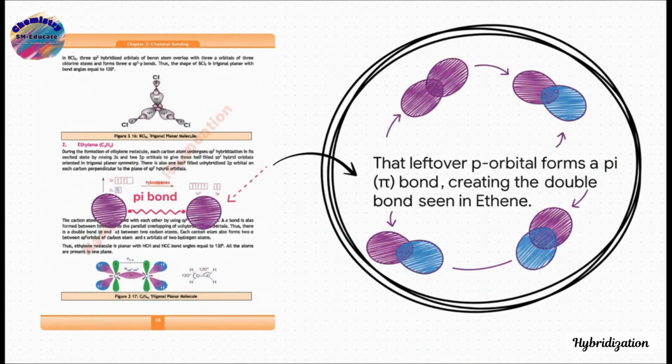So what about that leftover p orbital? Well, it turns out it's absolutely essential. It sits just above and below the flat part of the molecule, and it's used to form a second bond, what we call a pi bond. This is exactly how we get double bonds, which are everywhere in organic chemistry, like right here in ethene.